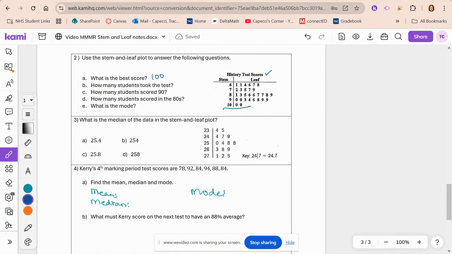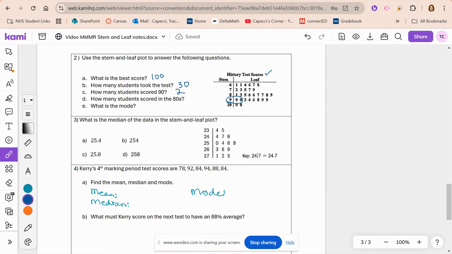And how many students took the test? Well, we'd have to count 1, 2, 3, 4, 5. Keep going. If you count them all up, there are 30 students that took the test. And then it's asking how many students scored 90, exactly 90. It looks like there's 2 right there.